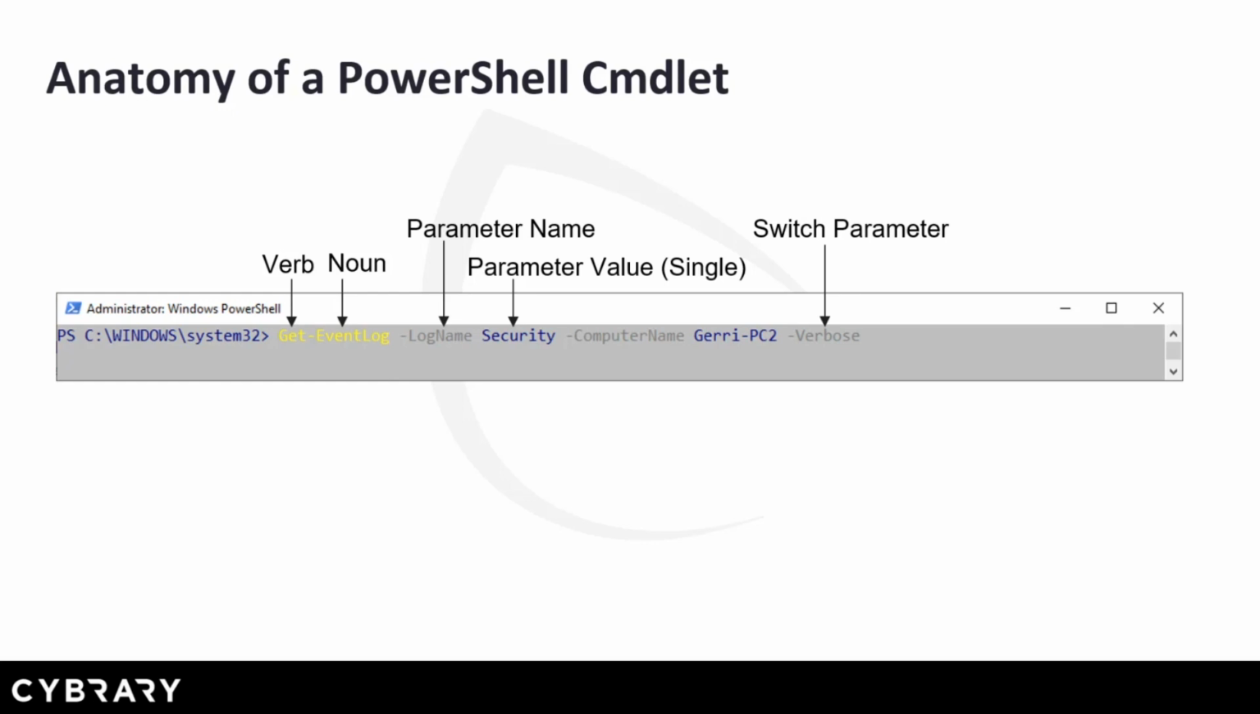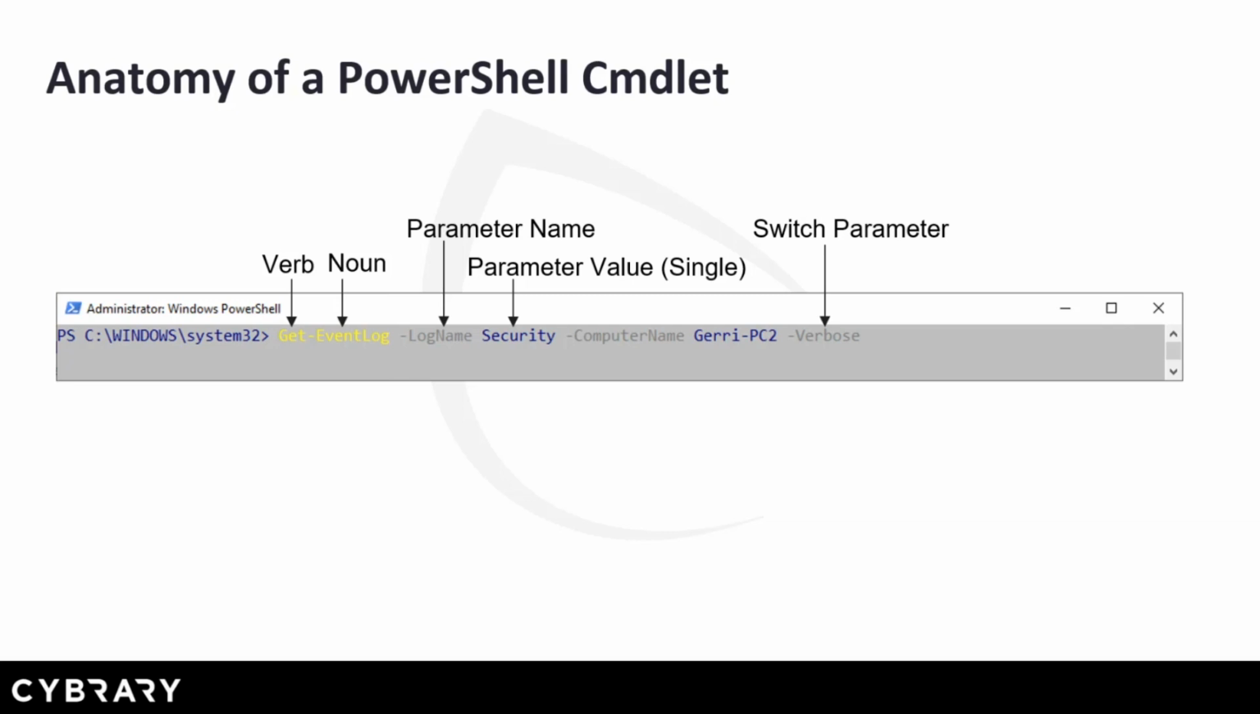Now, the difference here is when you do a Get-something, you're usually just pulling information. When you're doing a Set-something, you're usually actually setting a value, such as a username or a password for an account. And if you're doing an Add-something, you're usually adding a new something, like a new user or a new group.